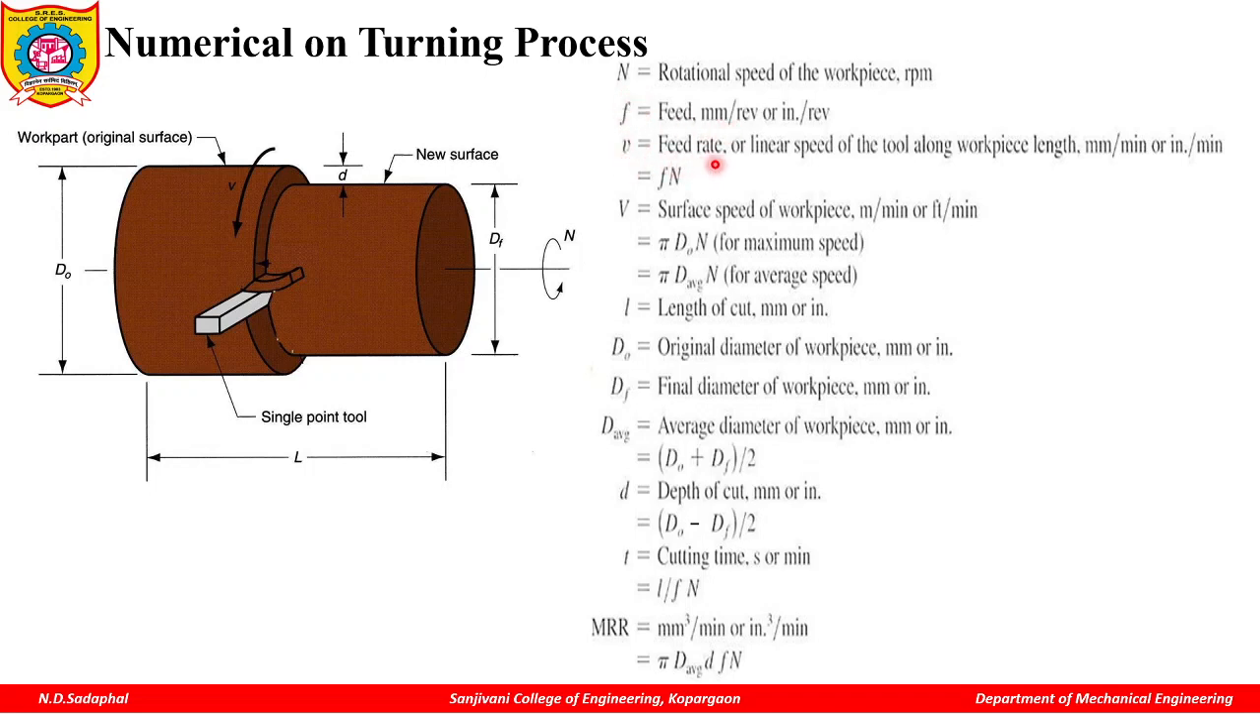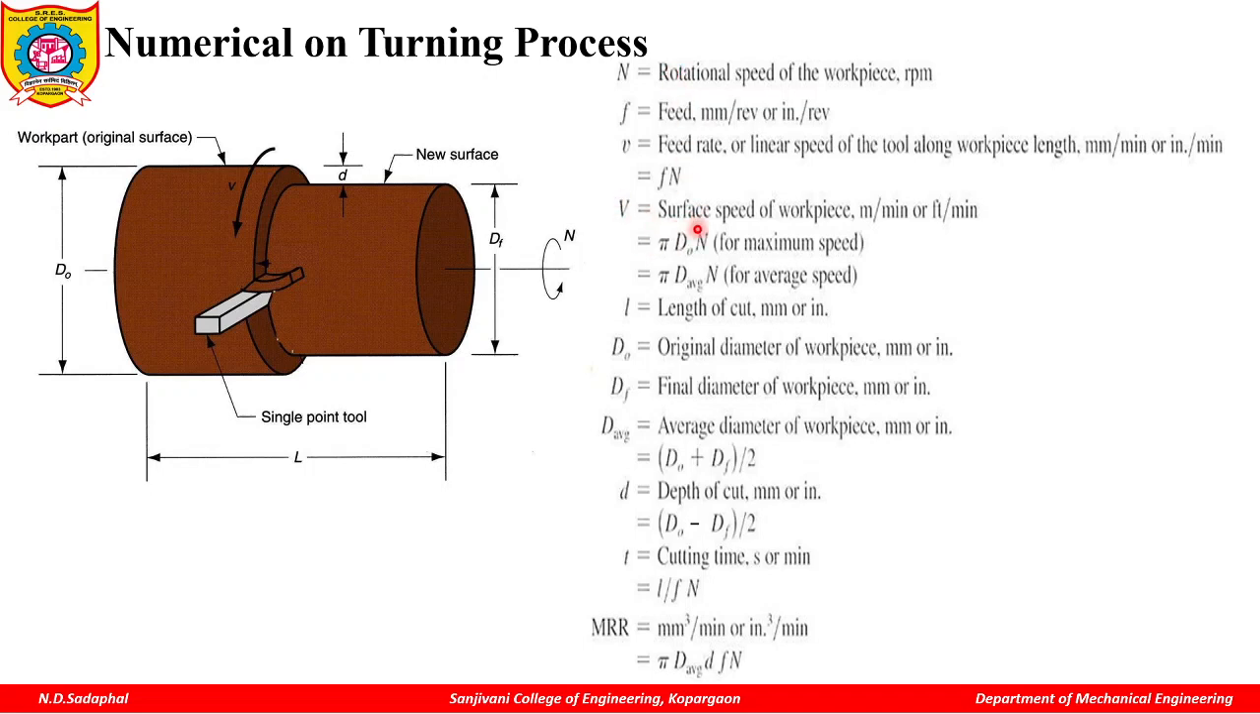Small v, it is a feed rate, or it is also called the linear speed of the tool along the workpiece. Speed of the tool denoted by small v, it is mm per minute or inch per minute, or it may be centimeter per minute. It is calculated by formula small f into N, multiplication of this f and N, feed into rotational speed.